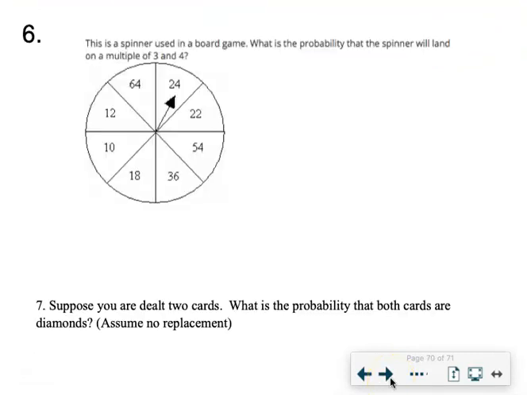Okay. Second page. This is a spinner used in a board game. What is the probability the spinner will land on a multiple of 3 and 4? So it wants to land on both. So this is, even though it says and, not a multiplying problem. Okay. We want the probability that we land on something that's both. Okay. Multiple of 3 and 4.